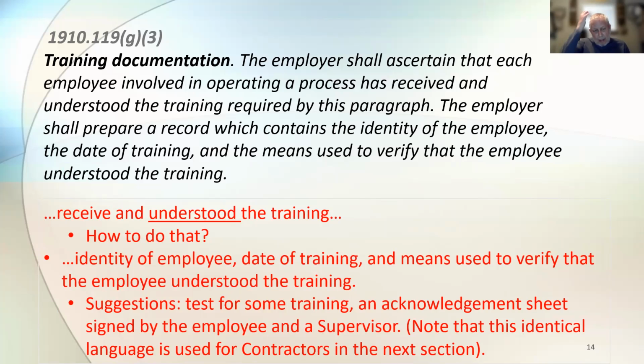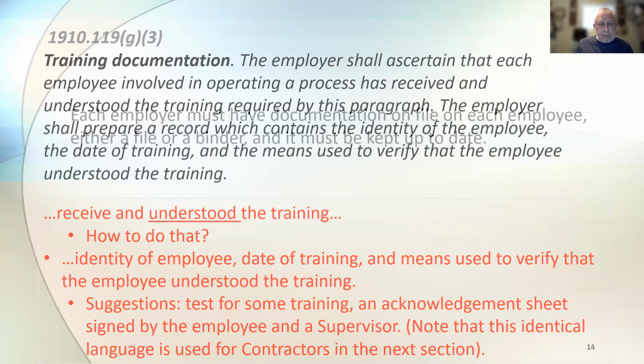Now, this identical language is used for contractors in the next section. But what we did, we had some testing for it, and then we had an acknowledgement sheet that they understood it, and a supervisor had signed it. They talked to the employee and they understood it too. If you can think of a better way, then you do whatever way you think is better.